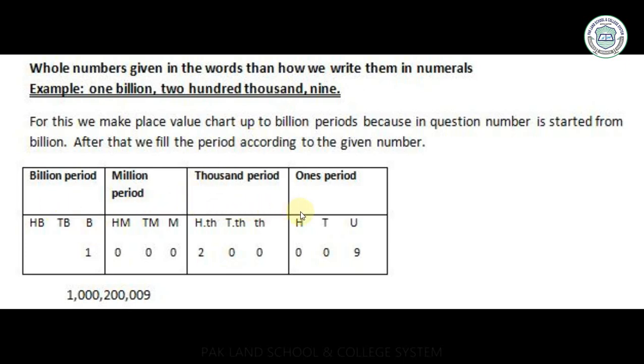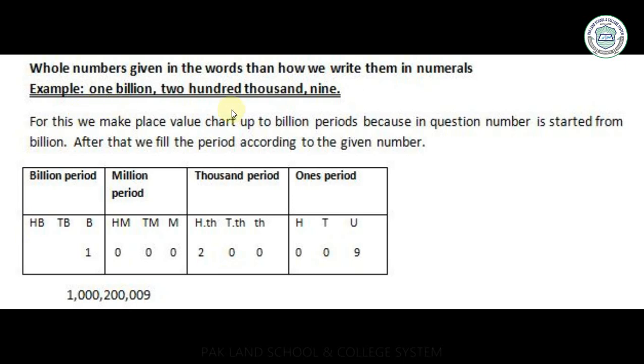We have a place value chart which has periods: ones period, thousands period, millions period and billions period. In ones period we have unit, 10, 100. In thousands period we have thousands, 10,000s, 100,000s. In millions period we have million, 10 million, 100 million. And in billions period we have billion, 10 billion, 100 billion.